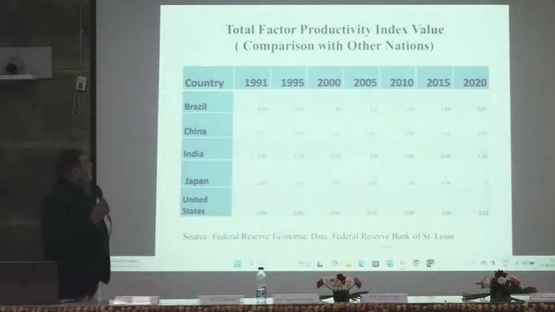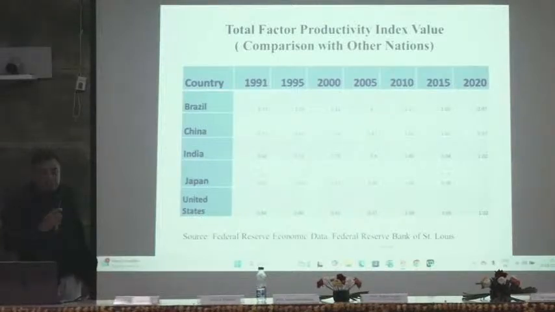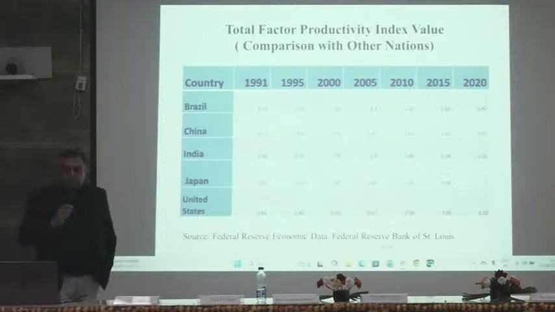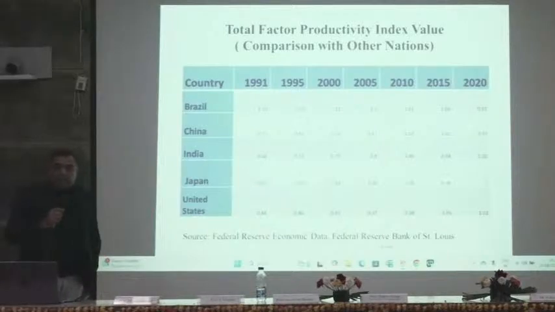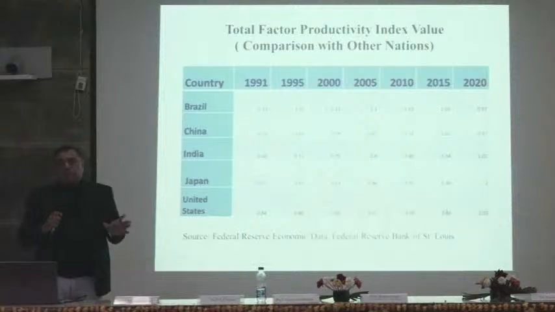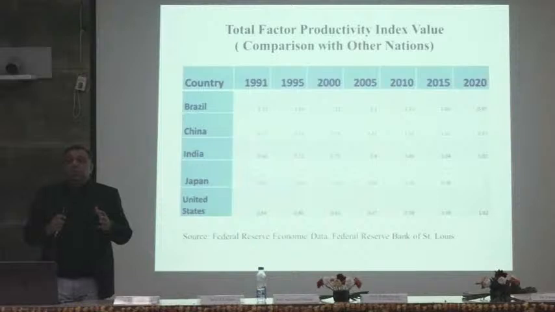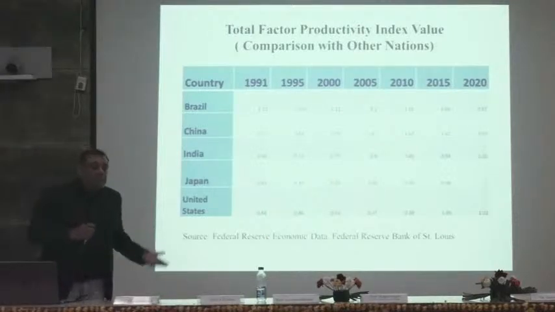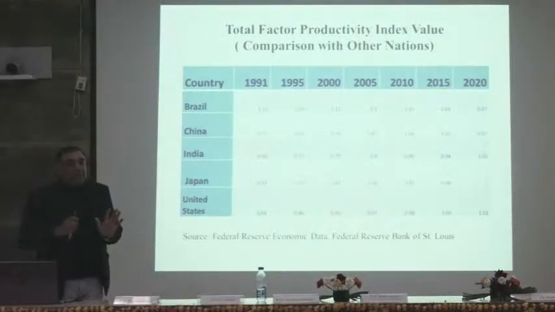Now, this is the total factor productivity index value comparison with some other countries. You can see Brazil, China, India, Japan, and the United States. These are data from the Federal Reserve's economic data, and you can compare with some developed countries. But one thing you must remember is that India has a huge population and is a labor-intensive economy, and America is a capital-intensive economy. We need to focus more on labor actually.